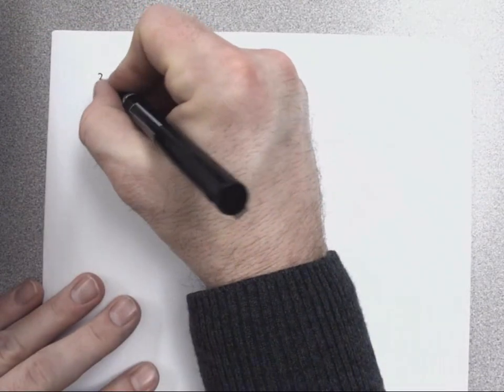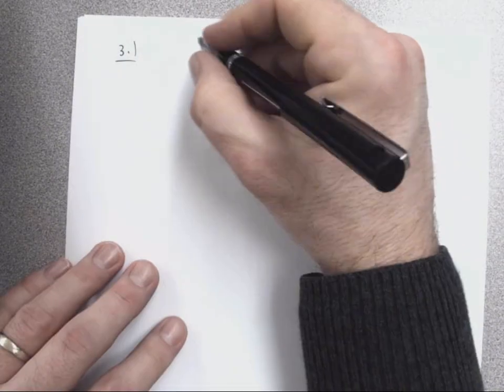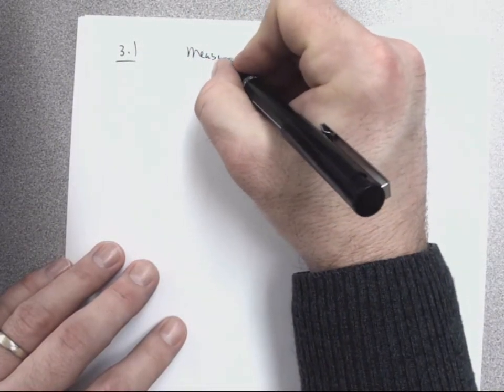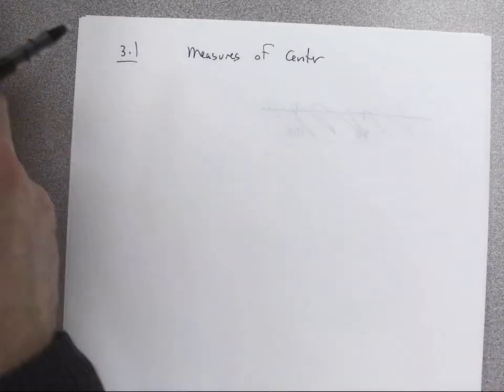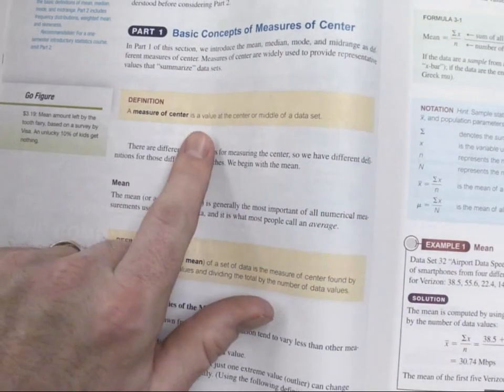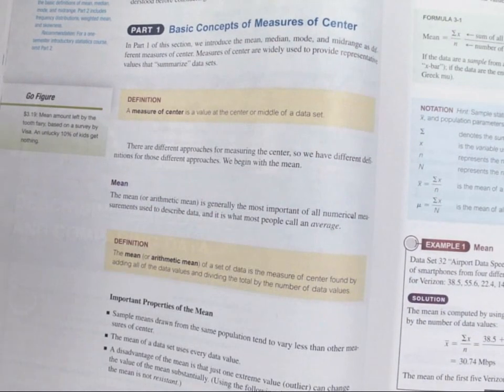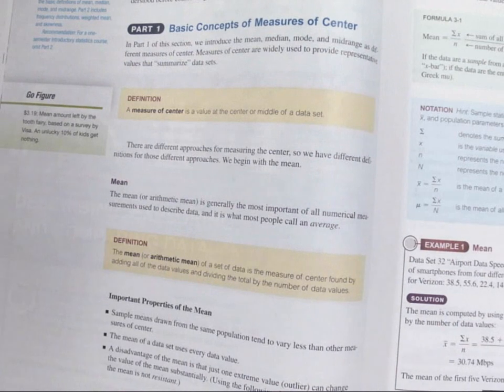All right, so 3.1, measures of center. A measure of center is a value at the center or middle of the data. It's extremely vague, so that's why when we say measures of center, we have multiple measures of center.